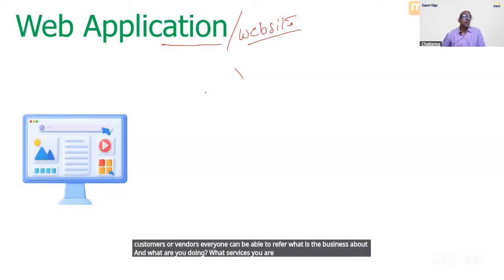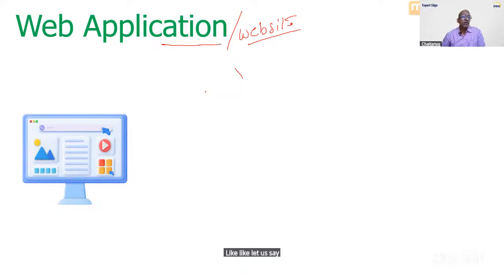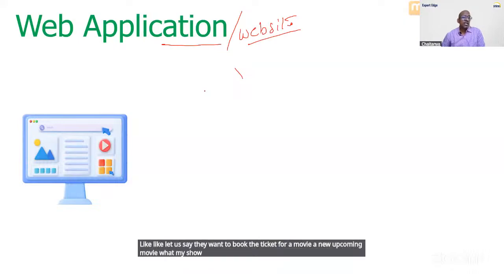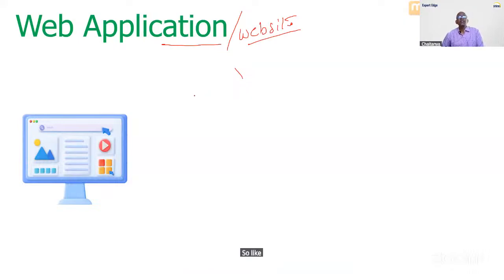And if they want to use your services, they want to register on your website and use your services online itself. Like, let us say they want to book a ticket for a new upcoming movie. BookMyShow is there. Nowadays almost all businesses are running online.